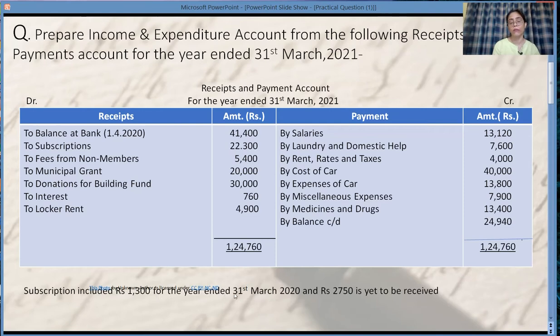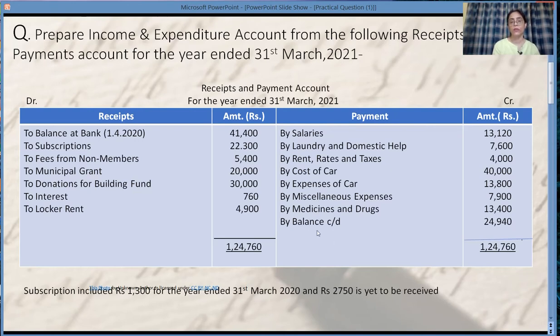We have additional information: the subscription given here, 22,300, includes 1,300 which is related to the year ended 31st March 2020, which means it is for the previous year. The current year is 1st of April 2020 to 31st of March 2021. So this 1,300 relates to the previous year, and rupees 2,750 is yet to be received. So this amount is outstanding at the end of the year.